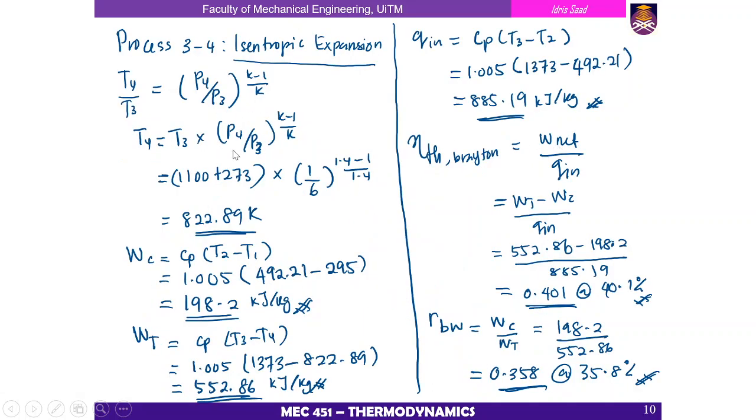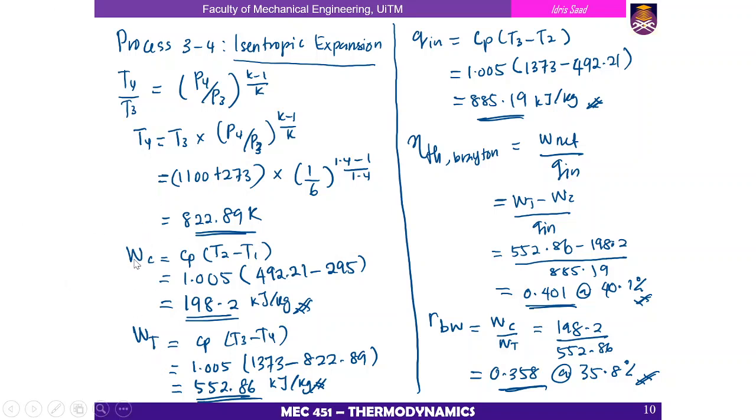But it's backward, so this is P4 over P3, which is 1 over 6. So we can determine the temperature at point 4, because the temperature at point 3 is given directly in the question. From this, we can know each point's temperature and pressure. From these values, we can calculate the work of the compressor and the work of the turbine.